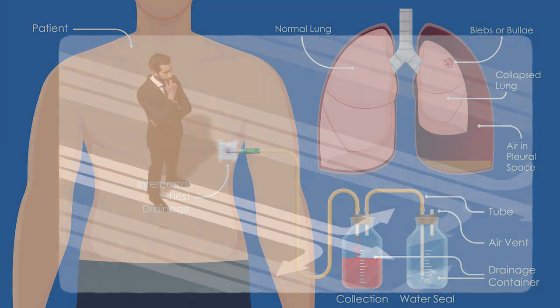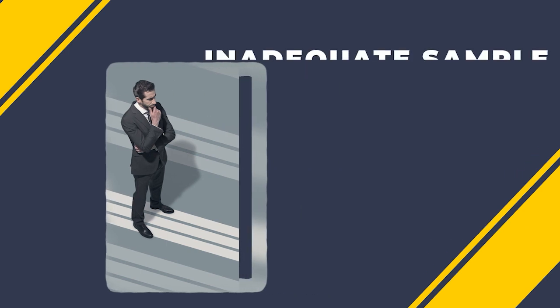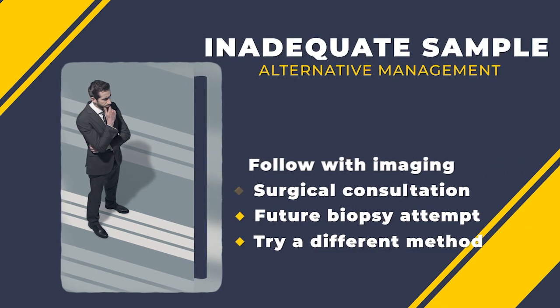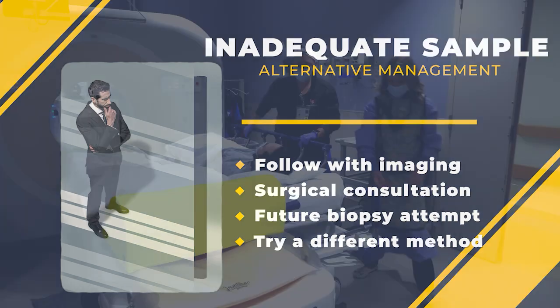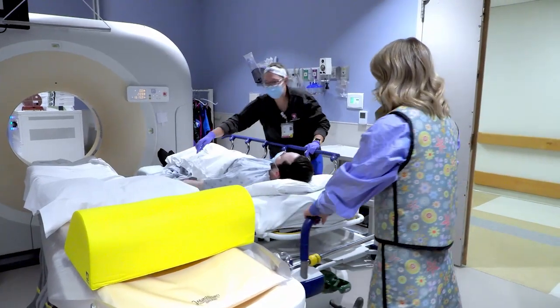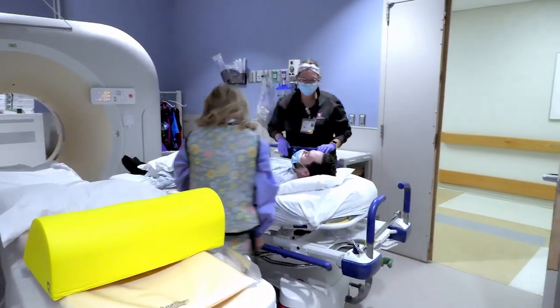Despite proper technique, the nature or position of a lesion can make it impossible to acquire enough cells to make a diagnosis. In such cases, an alternative management plan may be suggested. Options might include following with repeated imaging, surgical consultation, or even a future attempt at biopsy with potentially a different method. You'll be observed in the post-procedure unit for several hours following your biopsy.